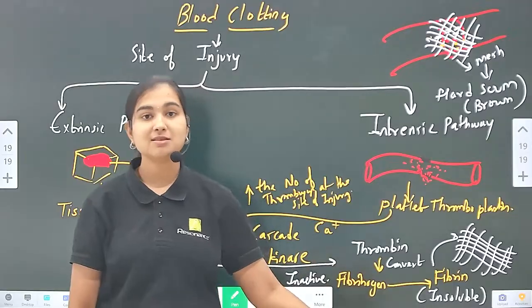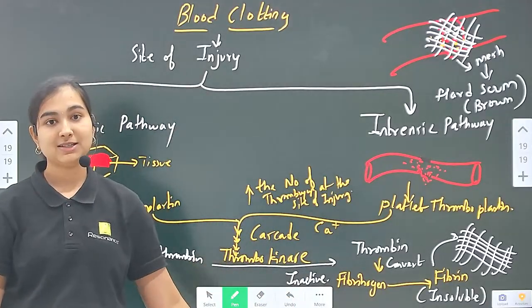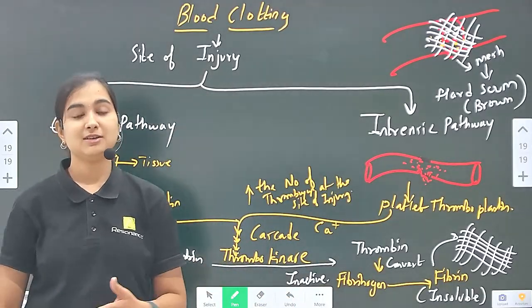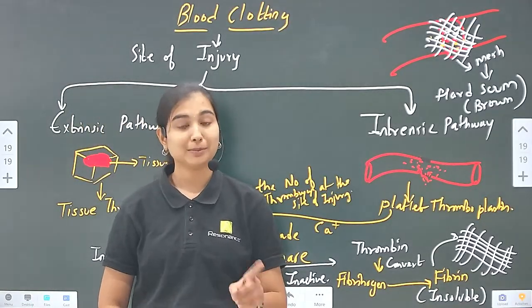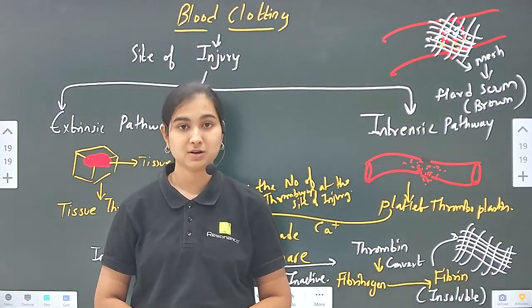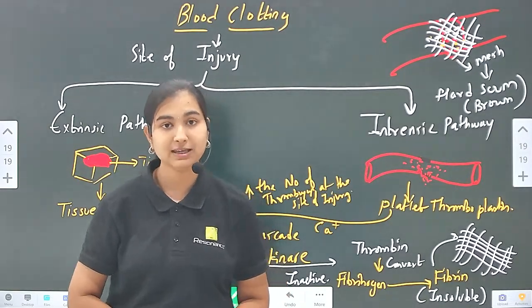So this is the blood clotting mechanism, right? Please, students, clotting only happens when there is an injury. Clumping and clotting are different words, so please don't get confused by it.